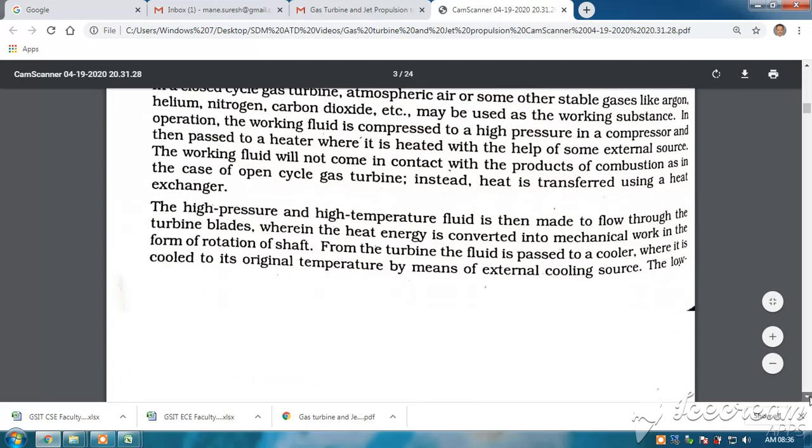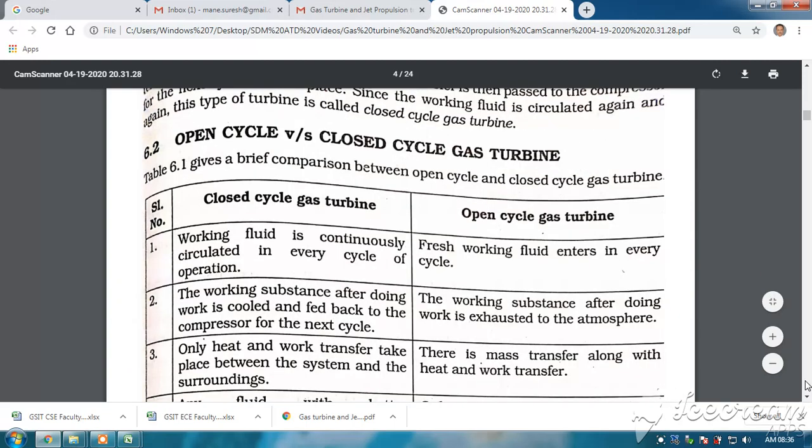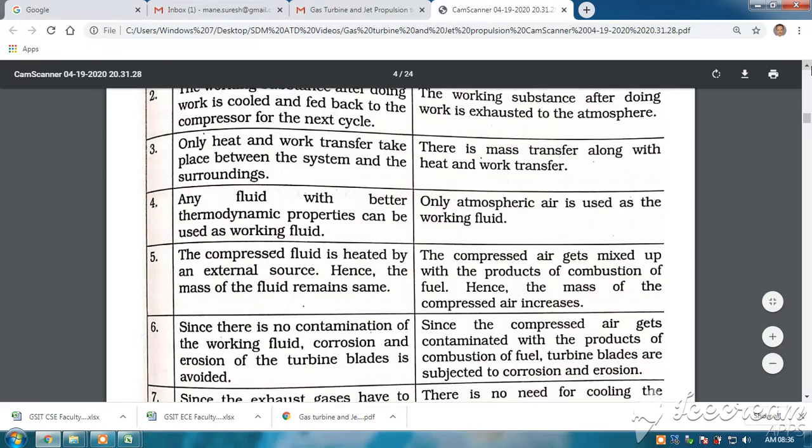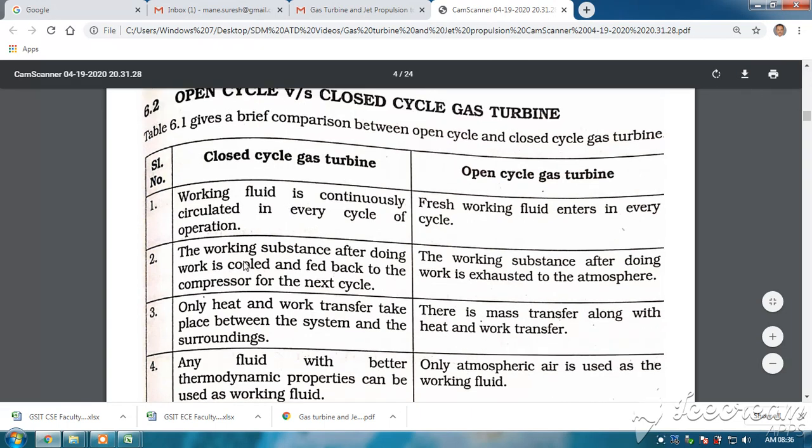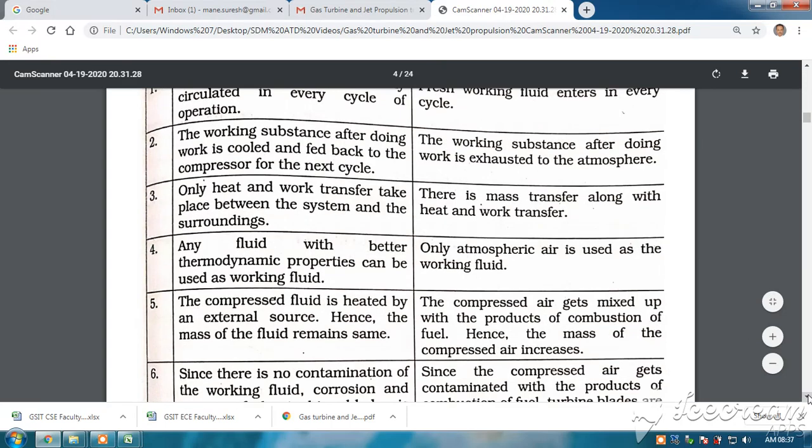Now we will see a few differences between open cycle and closed cycle. In closed cycle, the working fluid is continuously circulated in every cycle, but in open cycle, fresh working fluid, meaning fresh air and fresh fuel, comes in. In closed cycle, the working substance after doing the work is cooled and fed back. In open cycle, the working substance after doing work is exhausted to the atmosphere. In closed cycle, only heat and work transfer takes place between the system and surroundings. In open cycle, mass transfer along with heat and work, mass of air and mass of fuel, takes place.